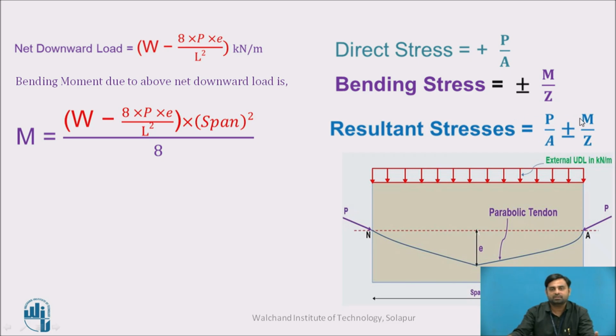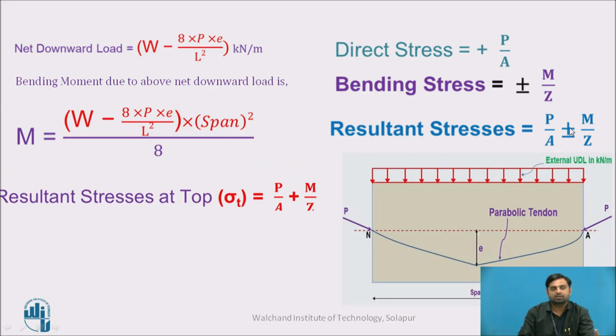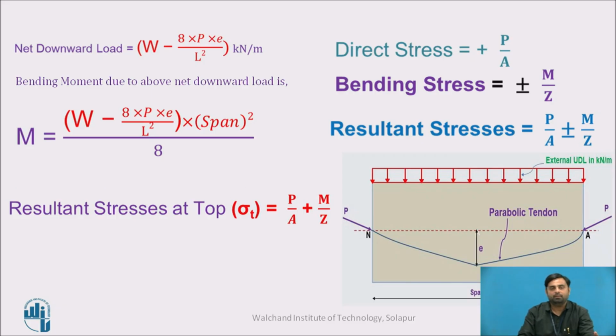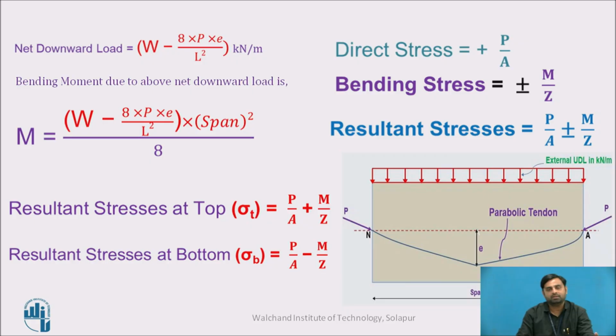Now the resultant stresses, here you can see it is P by A plus minus M by Z. So the resultant stress at top is P by A plus M by Z, resultant stress at the bottom is P by A minus M by Z.